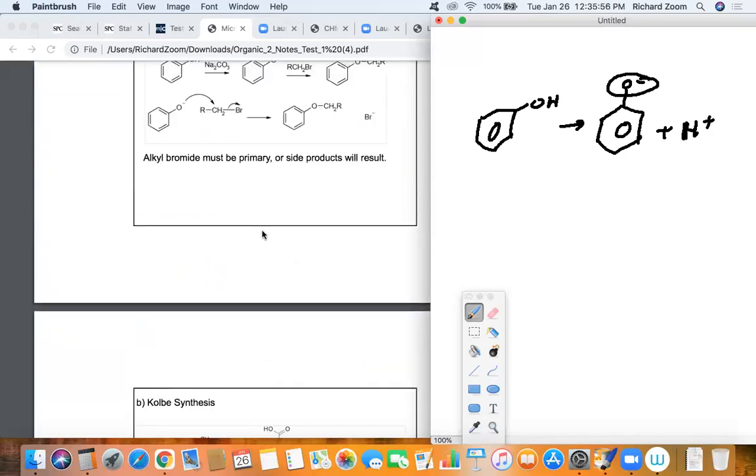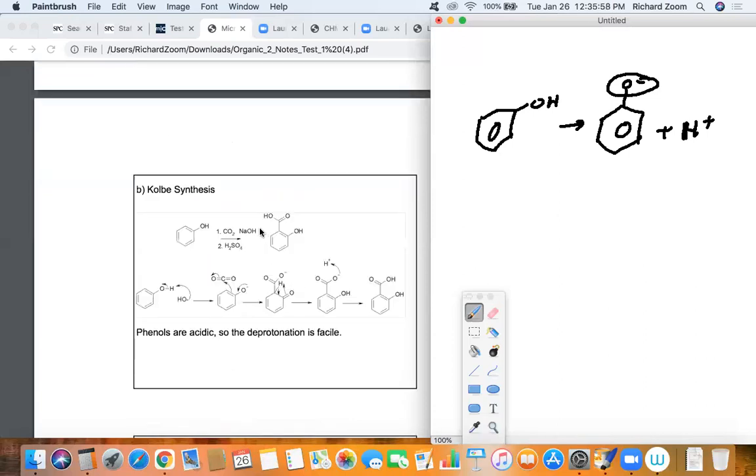Does anybody have any questions about B, the Kolbe synthesis? Can you explain the ortho or para position one more time? Okay, the ortho position is this one here, the one next to the C, next to the OH. The para position is down here.